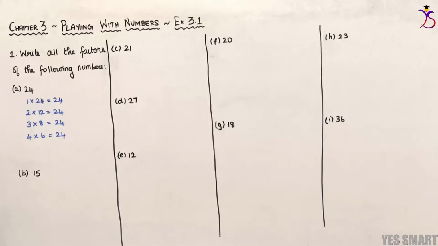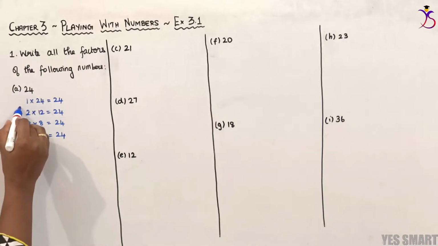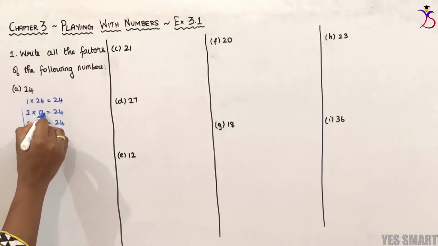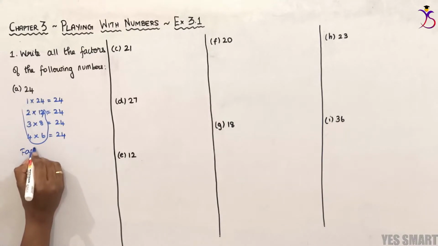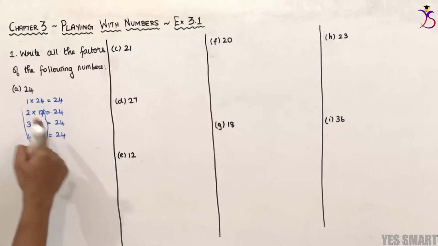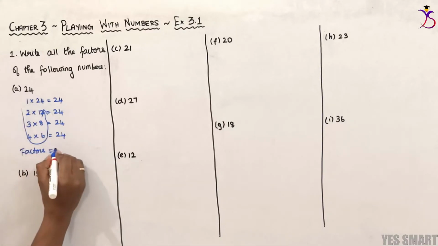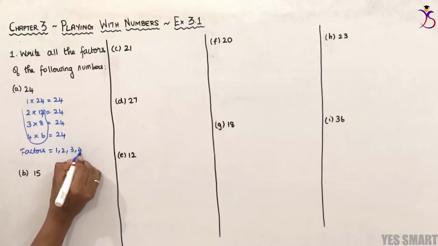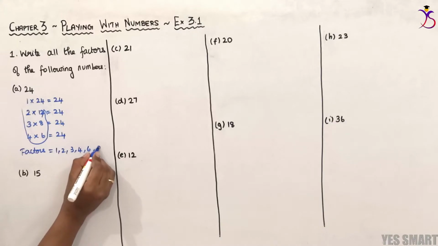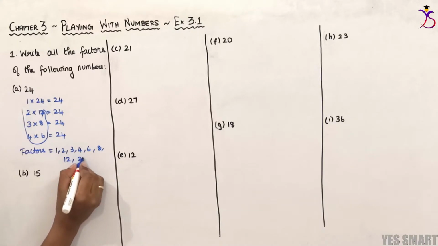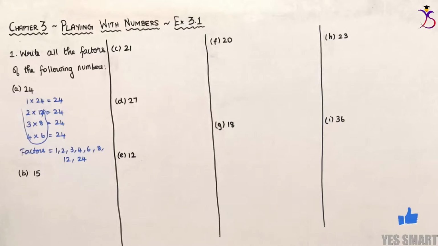These are the factors. We are supposed to write factors in this way, just to make sure the factors are written in ascending order. Therefore, factors equal 1, 2, 3, 4, and then 6, 8, 12, 24. By this method, we have covered all the factors of 24. This method is called the multiplication method.